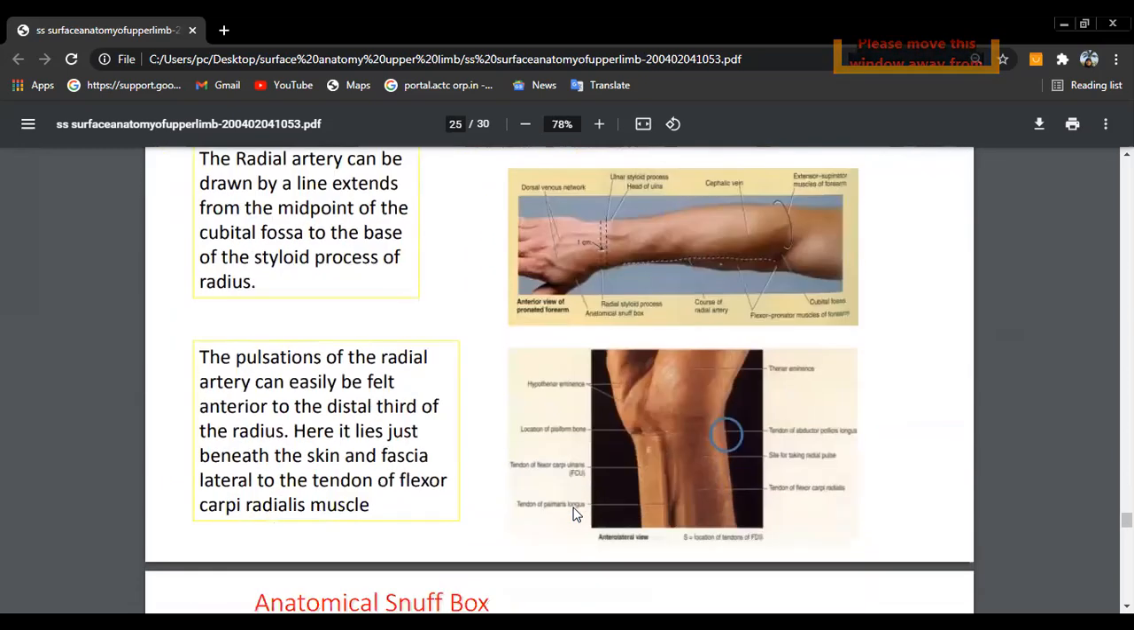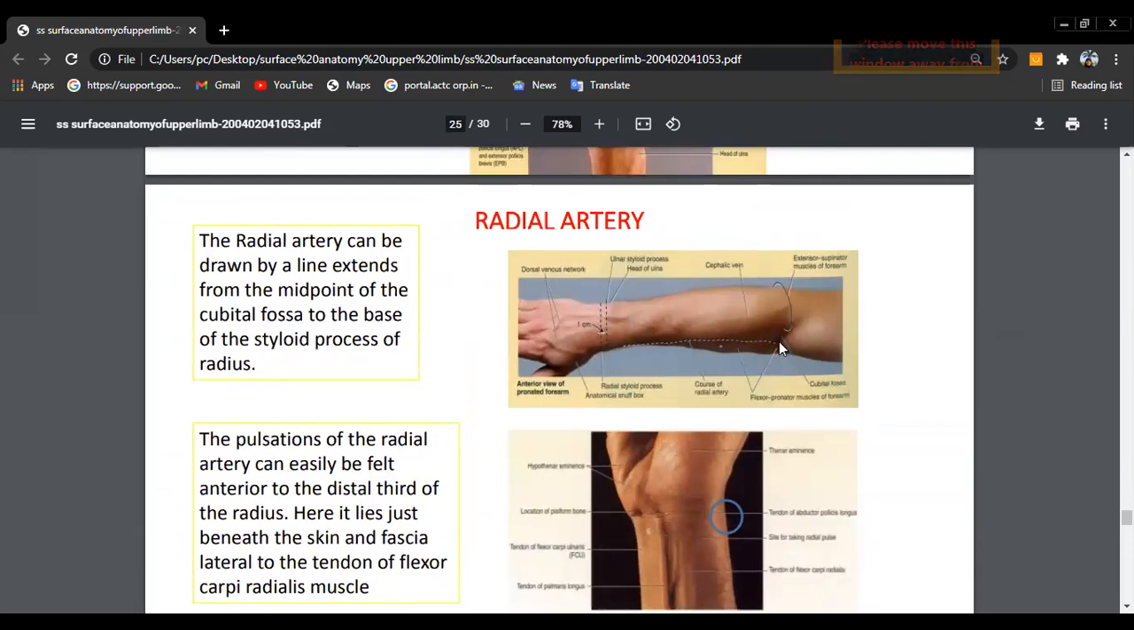So the surface marking of the radial artery: the brachial artery is finally dividing into two at the neck of the radius, so you have to start it from there. It can be drawn by a line extending from the midpoint of the cubital fossa to the base of the styloid process of the radius bone. So this is the surface anatomy of the radial artery.